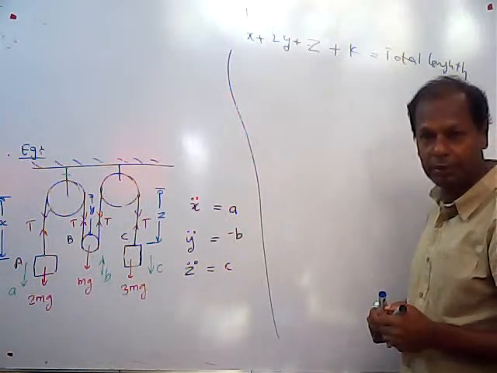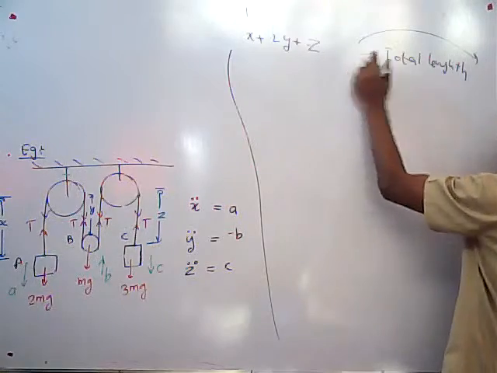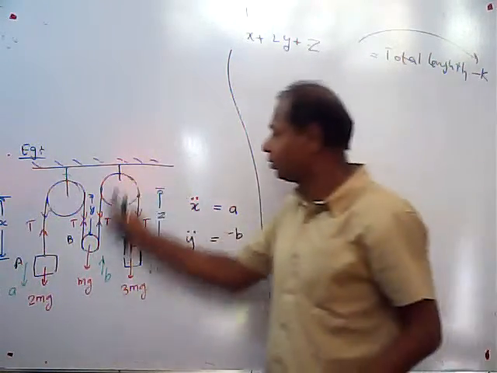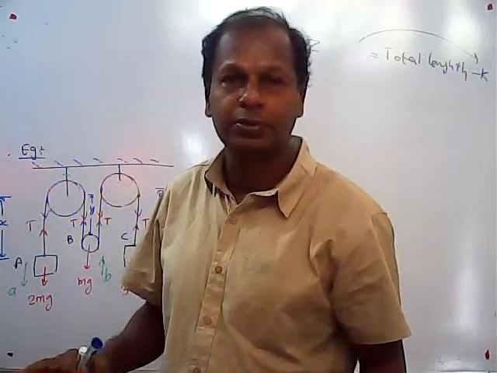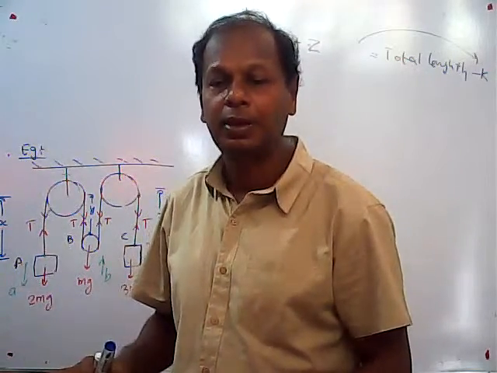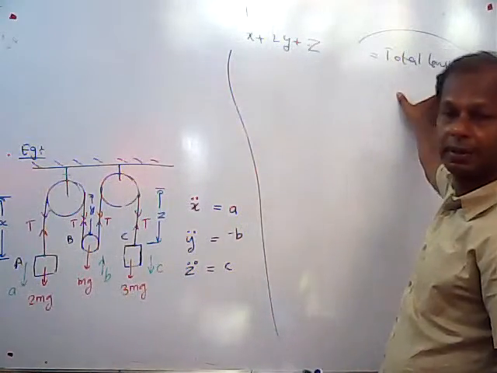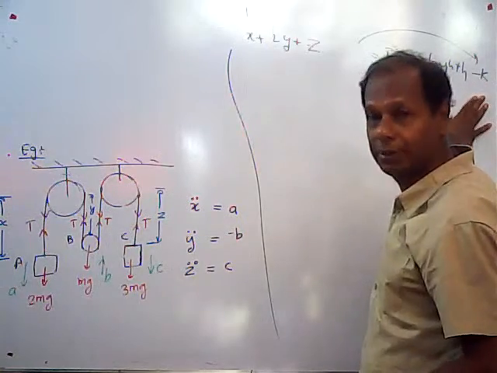It's equal to total length. Okay, take this to the other side: total length minus k. The total length of the string doesn't vary. It's fixed, because the string is inextensible. So as a whole, the right hand side is fixed. Total length minus k is fixed.